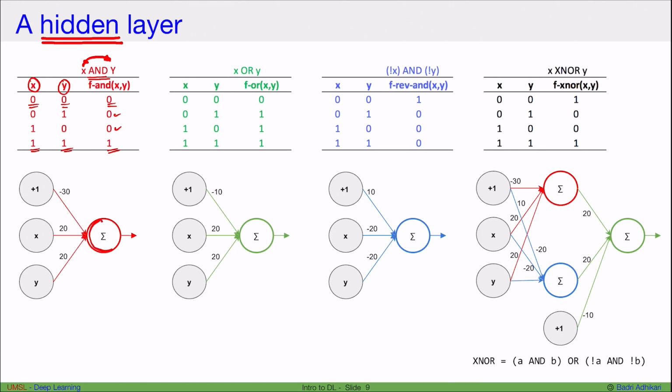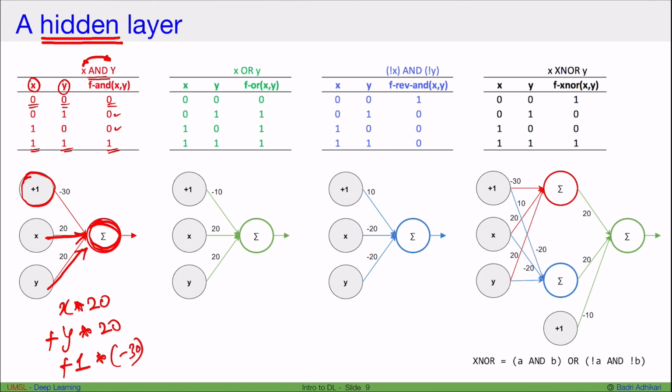Say we have one neuron that looks like this. It receives input from your X and your Y, and let's say we have a constant bias, and say these are the weights. Now, the output of this function is simply X times this weight 20 plus Y times this weight 20 plus this constant 1 times minus 30. So this is the output that we have.